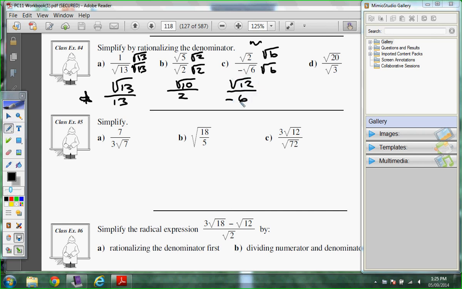And then here, we're still not quite there because we can break the 12 down. The 12, we broke it down to 4 and the 3. So I get 2 root 3 over negative 6. And lastly, I can reduce that fraction of 2 over 6 to 1/3. We'll make it negative. So right here is the full simplified complete answer. There's a lot of steps there. If you have questions, just speak up.